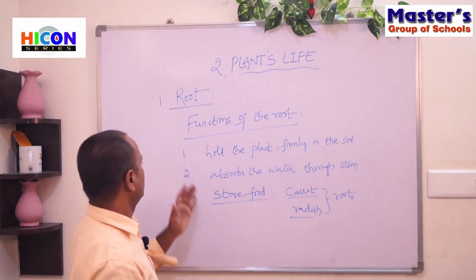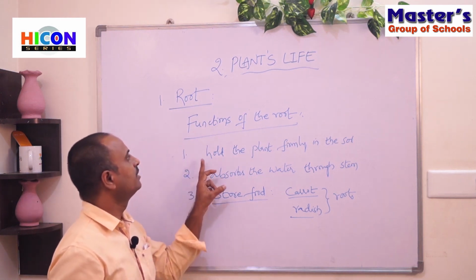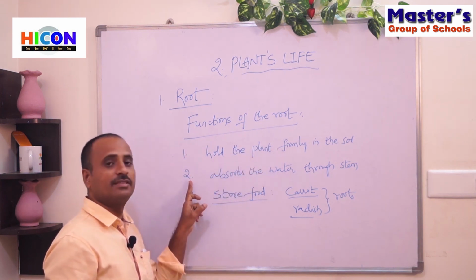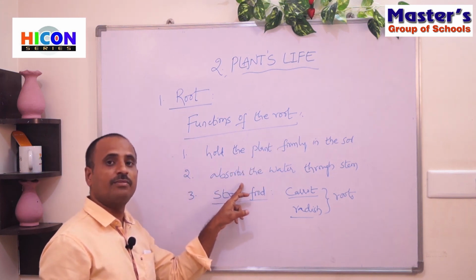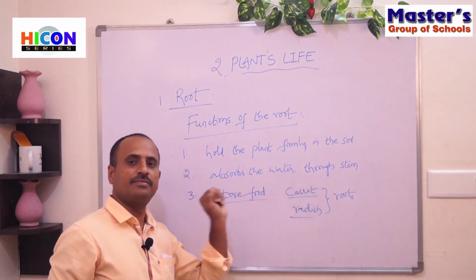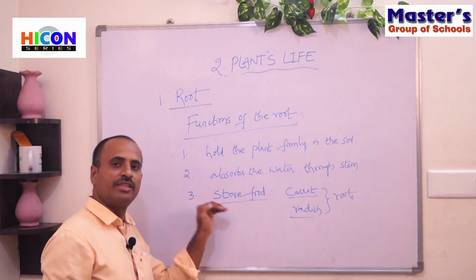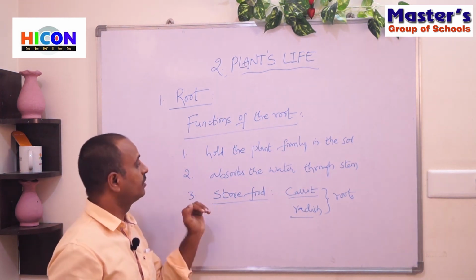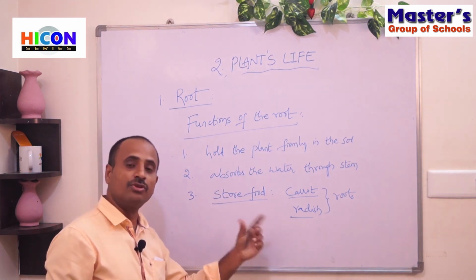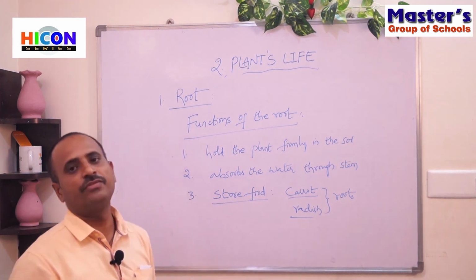So children, these three are the functions of the roots. Let us see once again. The first function is that the roots hold the plant firmly in the soil. The second one is that the roots absorb the water from the soil and supply it to all parts of the plant through the stem. And the third one is that some roots store food in them. Examples for this type of roots are carrot and radish. So these are the functions of the root.